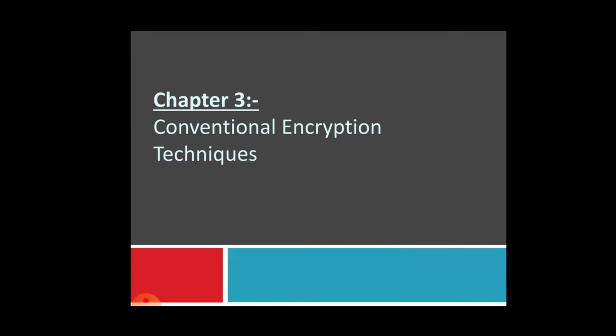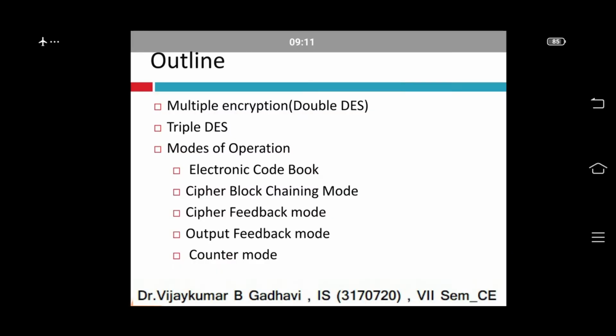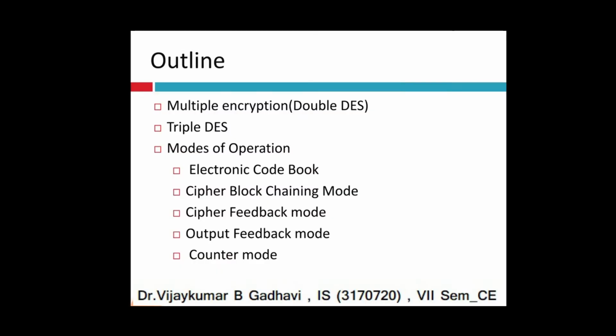Chapter 3 is called conventional encryption techniques. The outline's highlighted points are multiple encryption, that means double DES and triple DES, and modes of operation, in which we can cover electronic codebook, cipher block chaining mode, cipher feedback mode, output feedback mode, and counter mode.